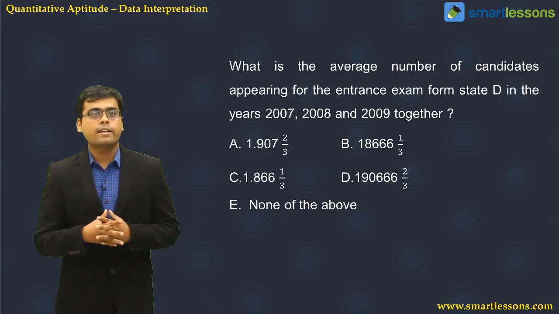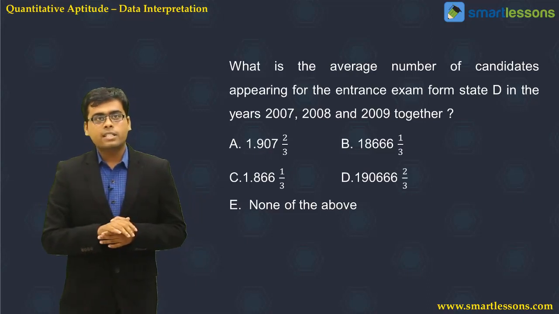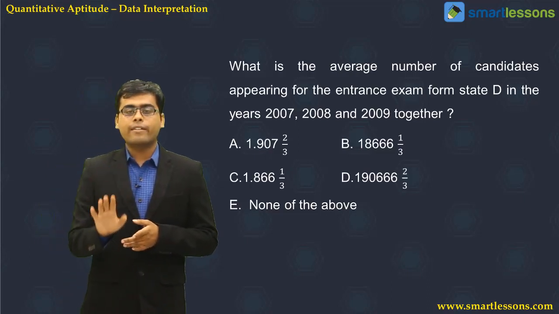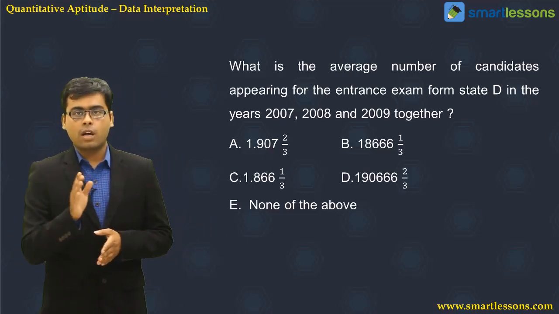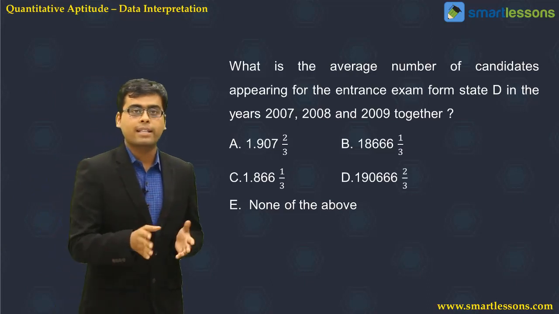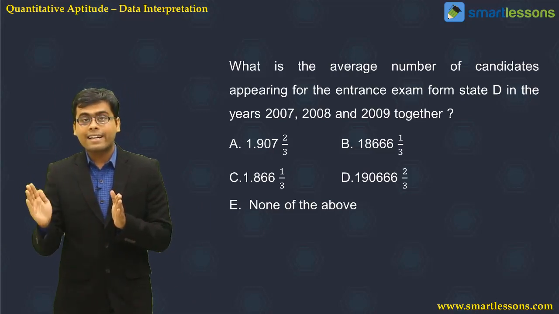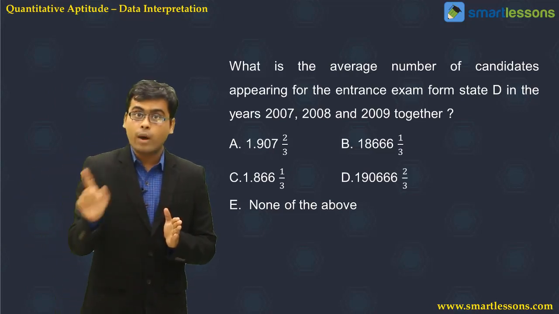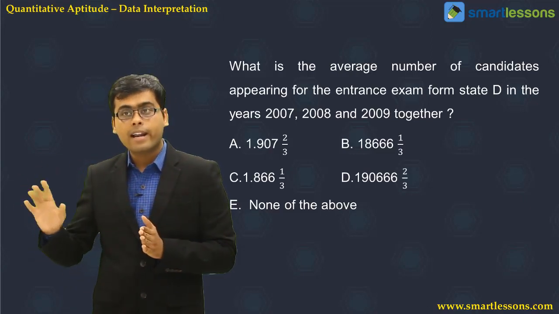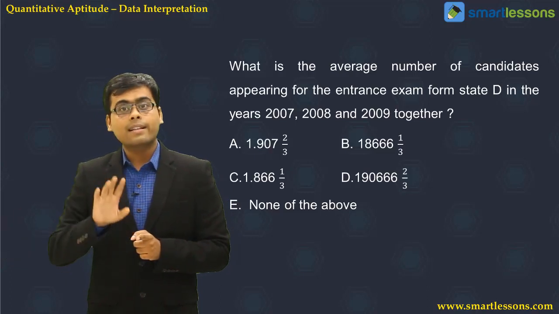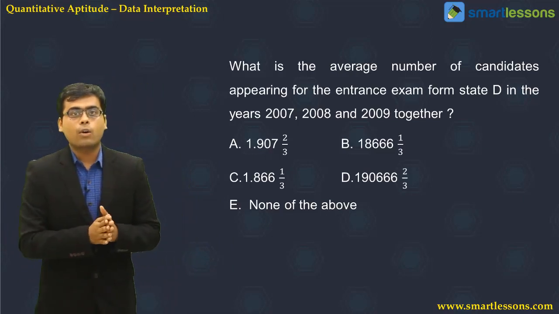Let us consider the next question. The question is, what is the average number of candidates appearing for the entrance exam from state D in the year 2007, 2008 and 2009 together? Now the question is on the number of candidates appearing the entrance exam, not the qualifying. Understand? So previously they were asking the number of candidates qualifying the exam. Now they are asking the number of candidates appearing the exam. Right. So let us find out.